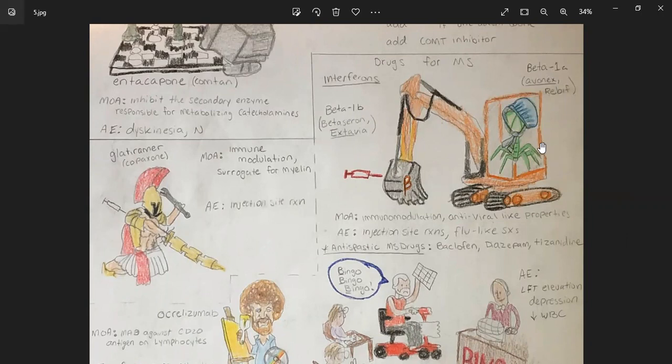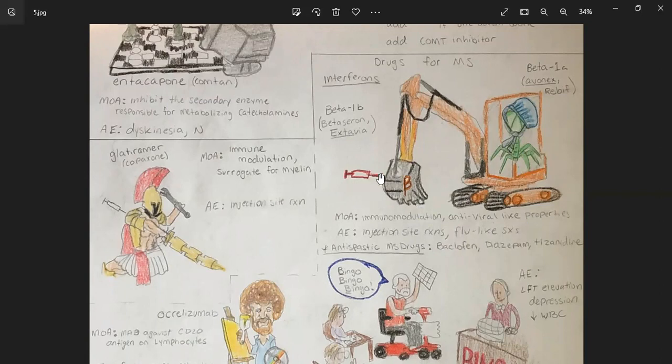But anyway, I just picked these brand names to help draw the picture. So the virus is wearing a bonnet, Avonex. And so the MOA is that they are immunomodulation with antiviral-like properties. So that's why we have the virus here. Adverse effects are injection site reactions and flu-like symptoms. You could think of the virus and the flu.